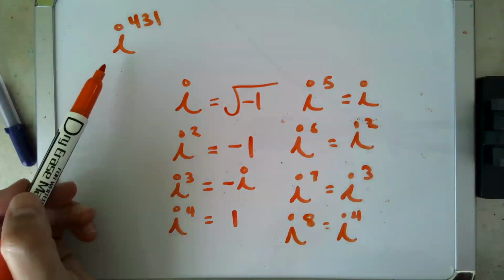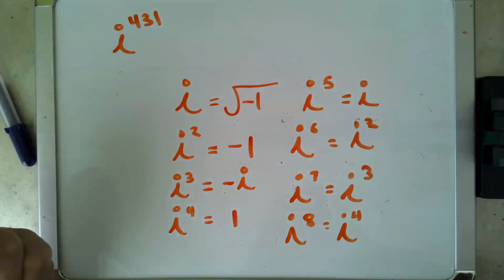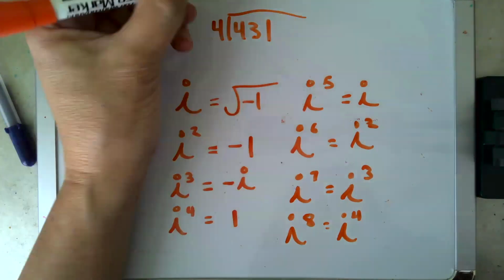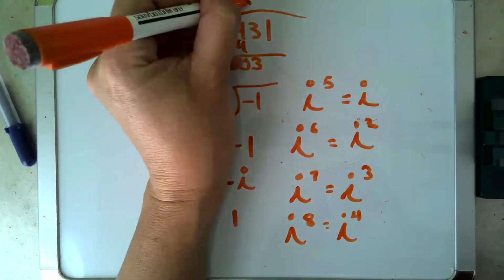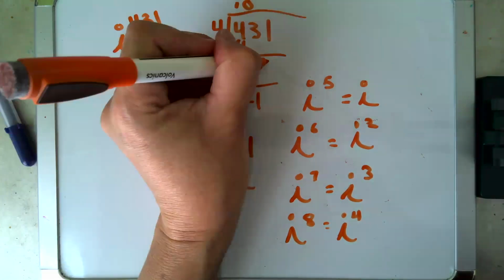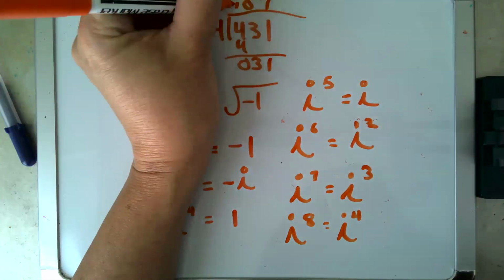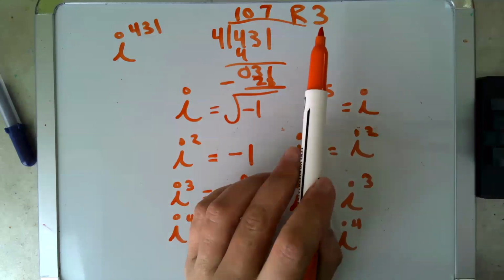So when we have something like i to the 431st, here's how we simplify. Step 1, divide by 4. All right, 4 goes into 4 one time, bring down the 3. 4 goes into 3 0 times, bring down the 1. 4 goes into 31 7 times, and our remainder is 3.